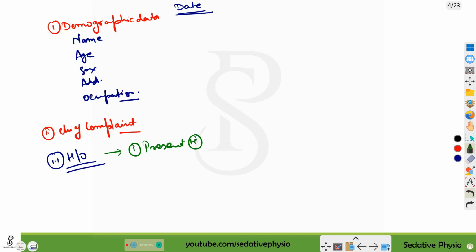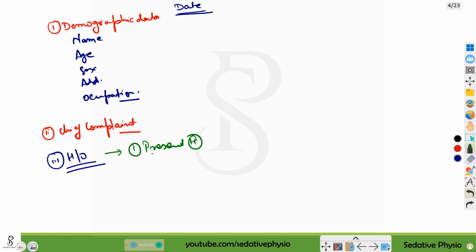Present history. In the present history, we have to ask for the onset of the current condition, whether the onset was sudden or progressed gradually. Okay, so we have to check for the onset of the current condition and any associated problems with the current condition. Okay, we have to ask for these 2 points.